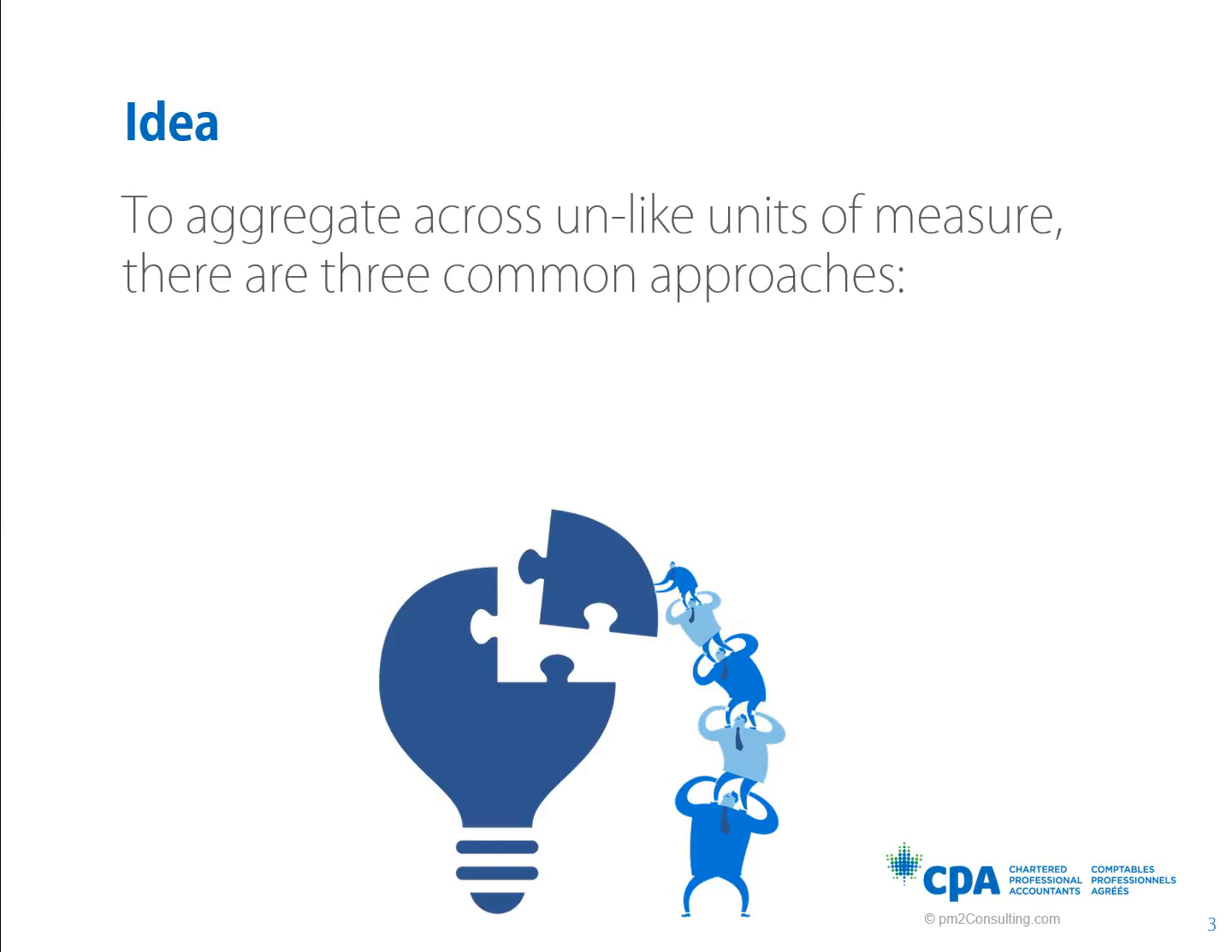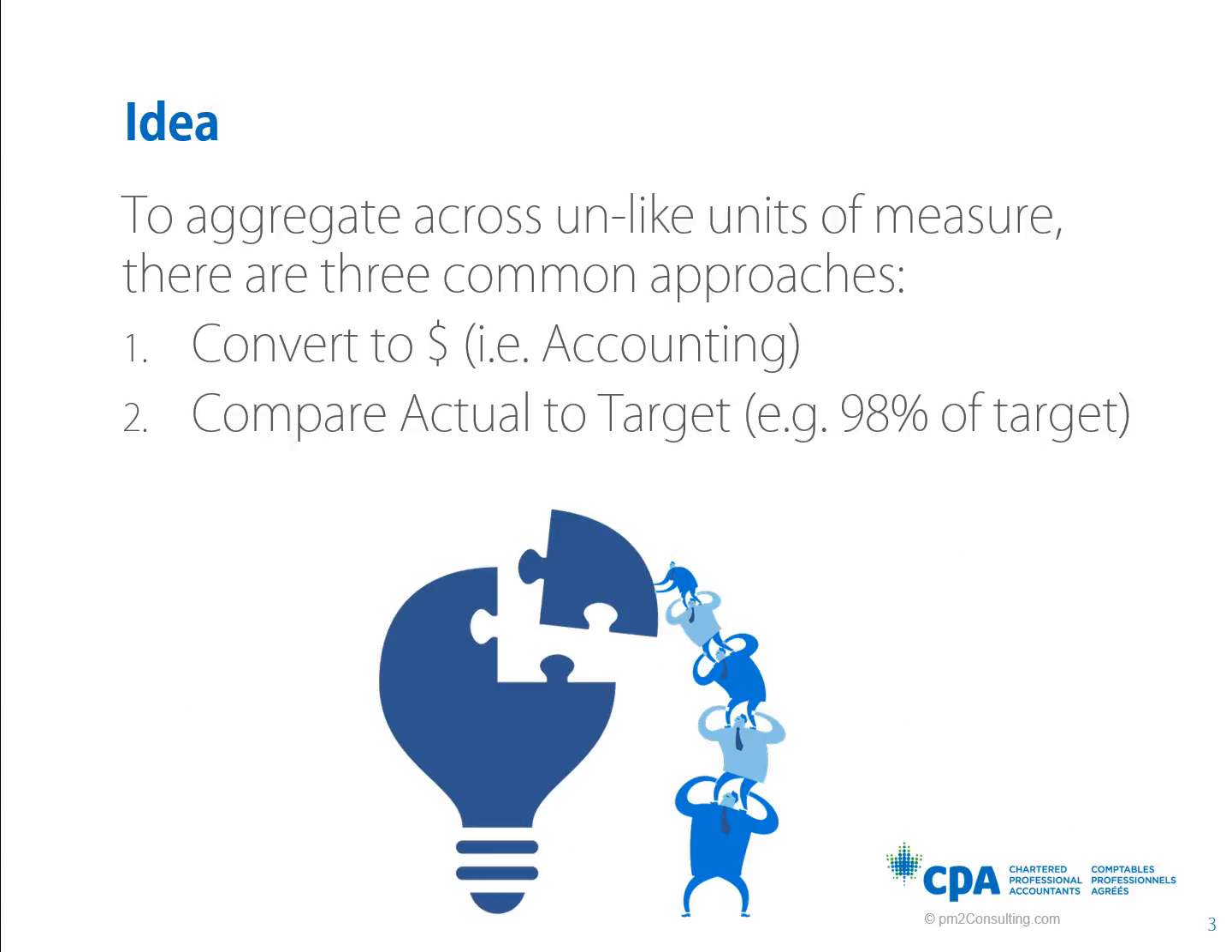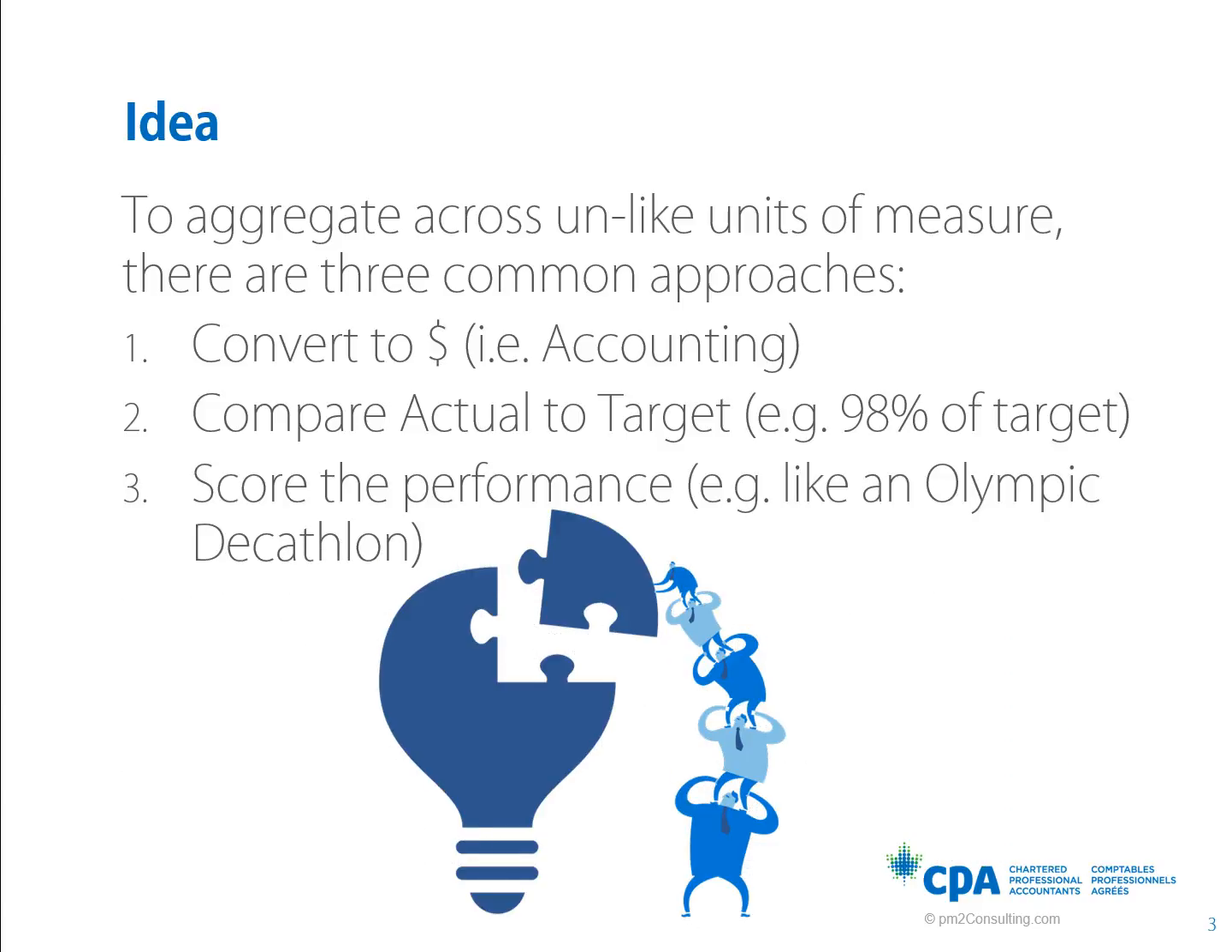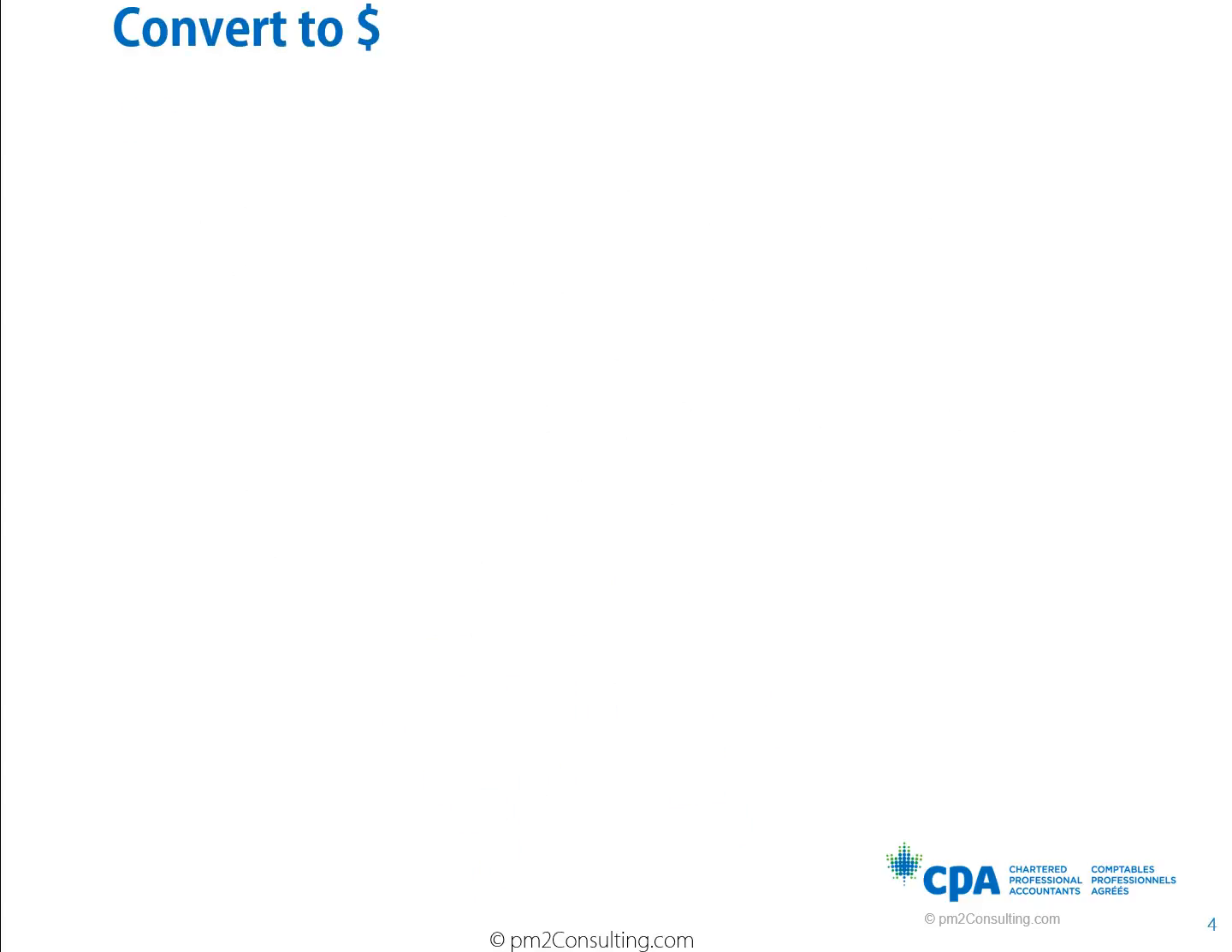So there are several ways to do it. The common ways are 1, to convert it to dollars, like we do in accounting. 2, compare the actual to target, and then we get a number such as we're used to seeing, 98% of target. Or 3, score the performance, sort of like an Olympic decathlon where different events earn different number of points based on your performance. So let's take a look at each one.